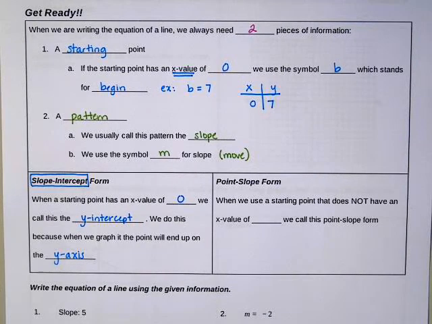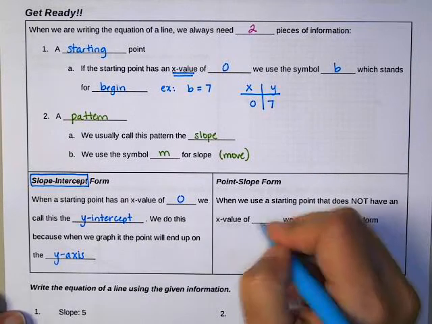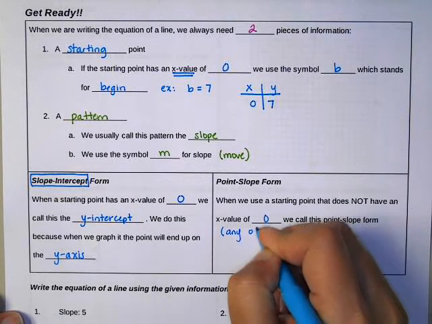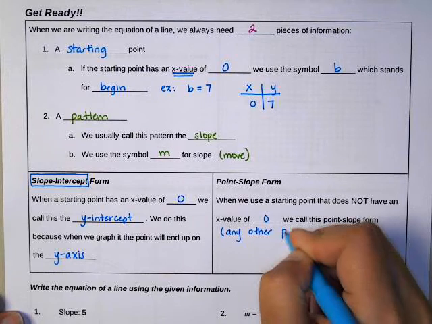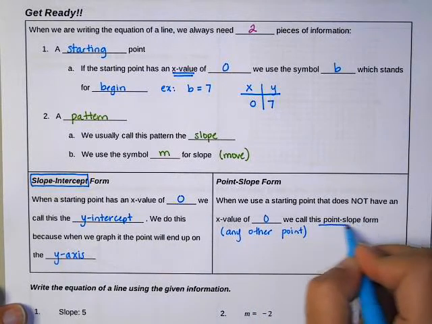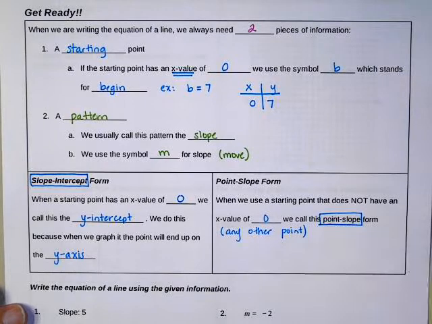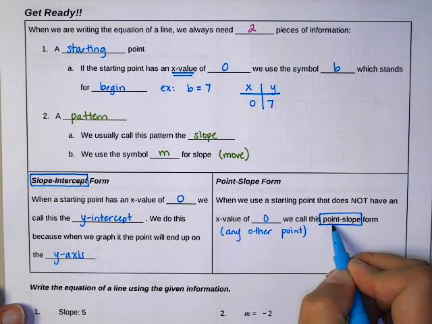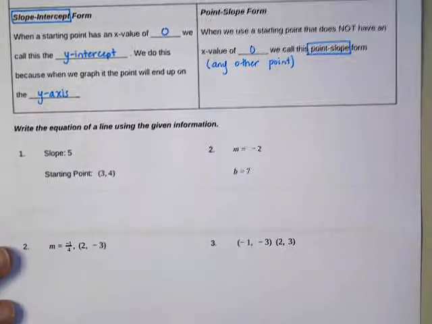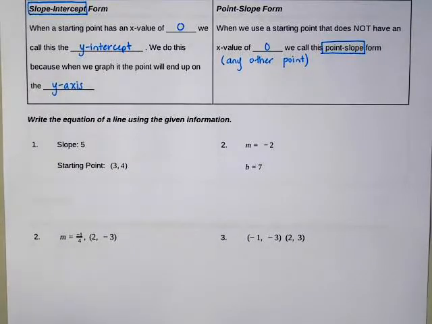When the starting point does not have an x value of 0, so when it's any other point, we call this point-slope form, which stands for any other point and the slope being our given information. So what we're going to do in these problems below is write the equations, and then describe what type of form of the equation we used.